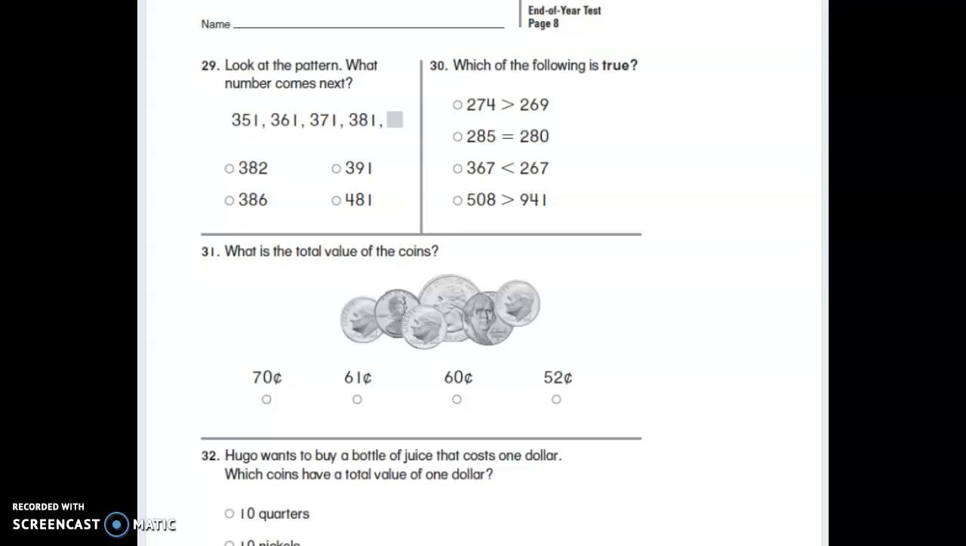(31) What is the total value of the coins? Look closely at the face of each coin so that you know its value before you add.